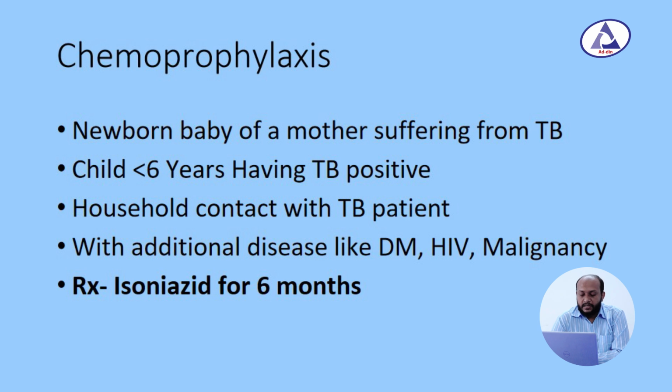Now, chemoprophylaxis. Chemoprophylaxis is indicated for the newborn baby of a mother suffering from TB, children less than 6 years having TB positive household contact with a TB patient, and those with additional diseases like diabetes mellitus, HIV and malignancy. Treatment is usually isoniazid for 6 months.